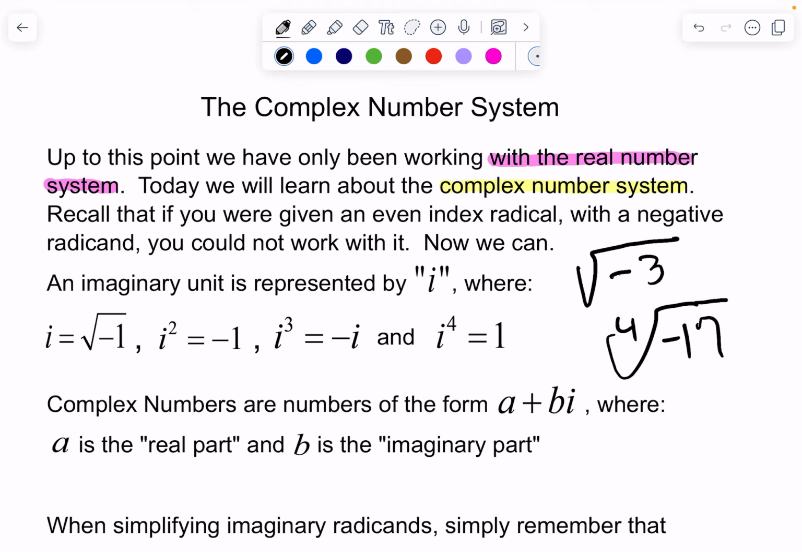But now we do recognize these as what's called an imaginary unit, which is represented by the letter i, where i equals the square root of -1. i squared equals -1. i to the third power, or i cubed, equals -i. And last but not least, i to the fourth power equals 1. This is going to help us out a lot, so make sure you remember that.